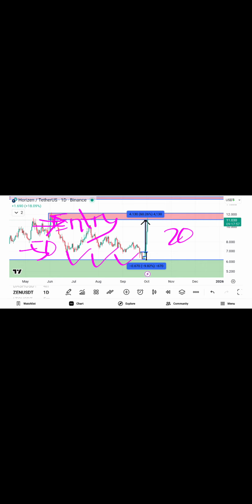Relax. Let the market drop. Enter aggressively, knowing that this is a sure deal. Even though it may drop a bit, it will pump to the supply level. That's why you have been missing.